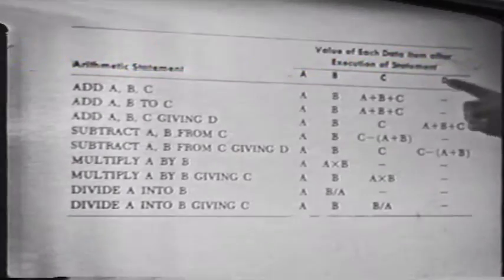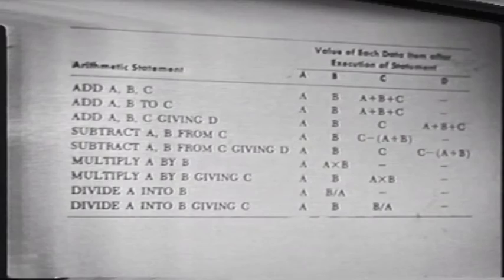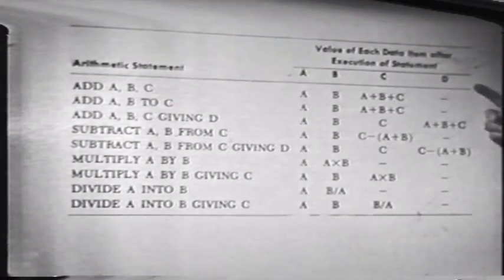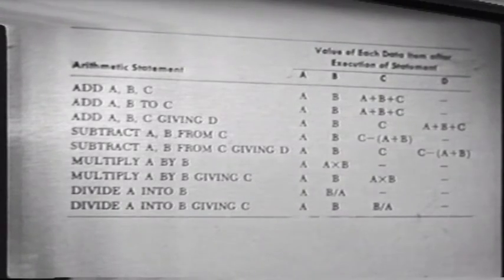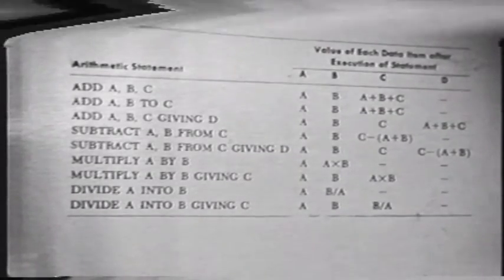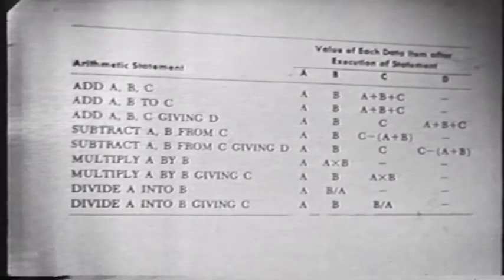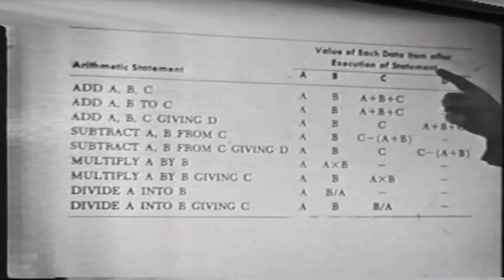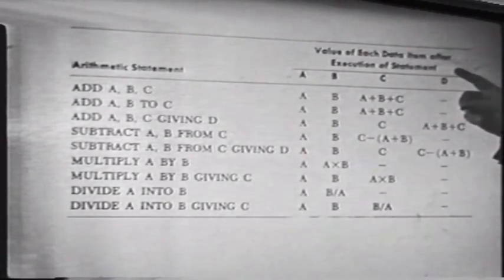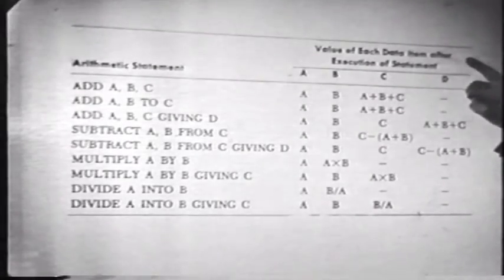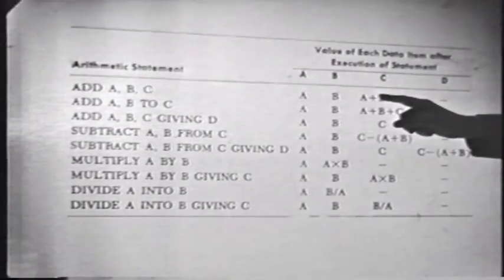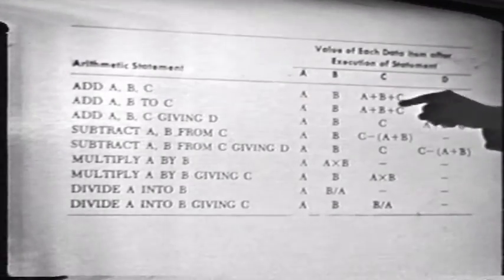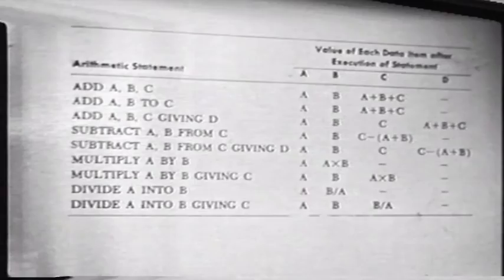These are the types of things that you'd say in COBOL. You could say add A, comma, B, C, or add A, comma, B to C. Each of these types of expressions, but they result in different things. Let's look at the first one. Saying add A, comma, B, comma, C means take the value of A, take the value of B, add them together, add the value of C, and store the result in C.